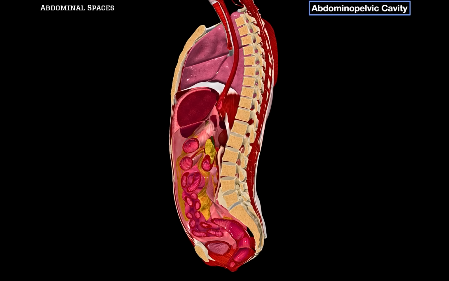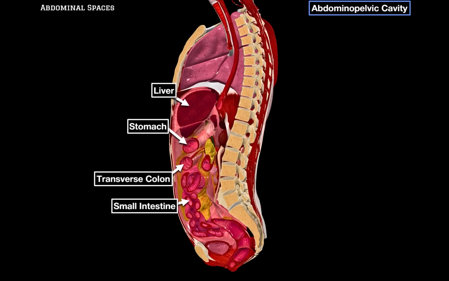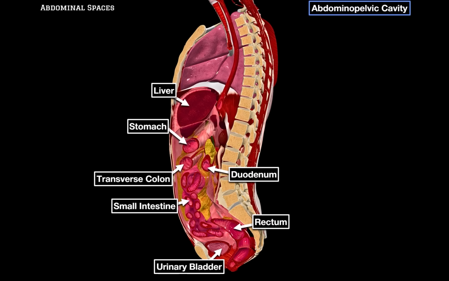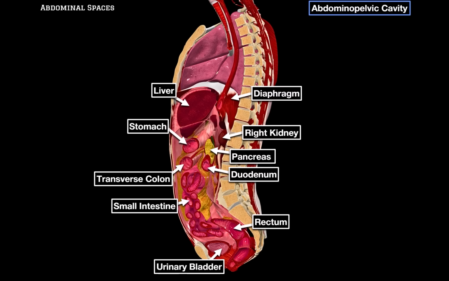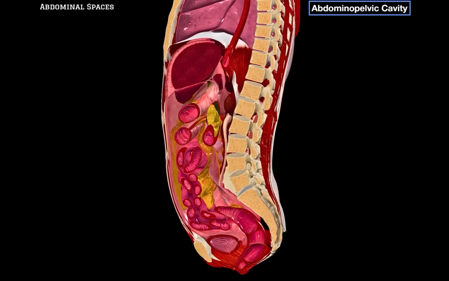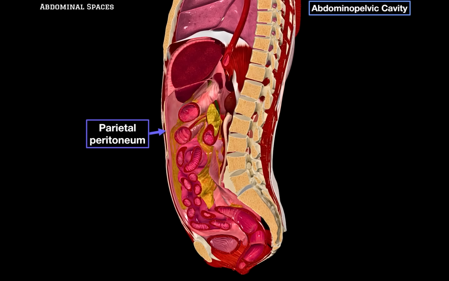Just for orientation, we can see the liver, the end part of the stomach, since we cut the whole body out. We can see the transverse colon, a bunch of small intestine, rectum, bladder. Back here, we got the duodenum. We can also see the pancreas, the right kidney, and of course the diaphragm here, separating the thoracic from the abdominal cavity, which contain things like the lungs, the esophagus, trachea, heart, and so on.